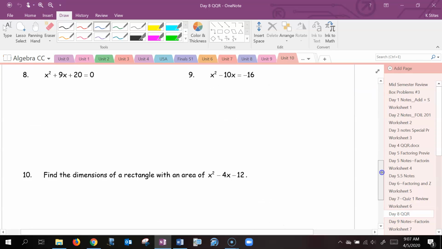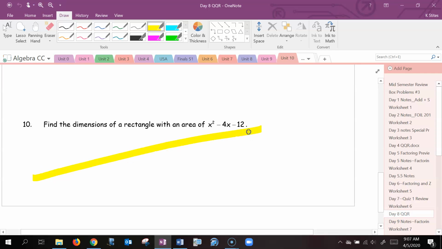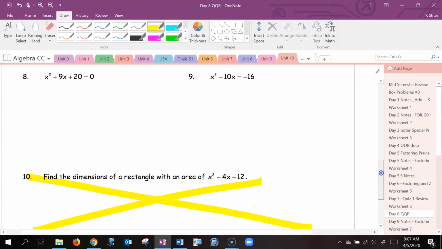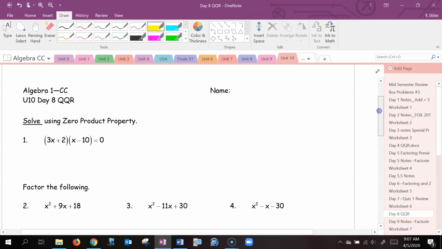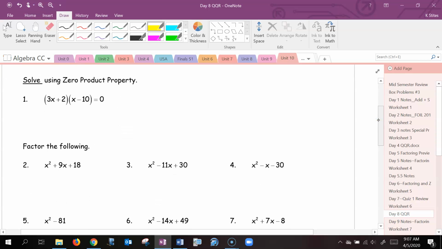Alright, so it's just the front here, and we're going to go ahead and skip this bottom one. This shouldn't take you too much time, and then remember your Canvas quiz is due by 11:59 p.m., and you can take it as many times as you'd like.